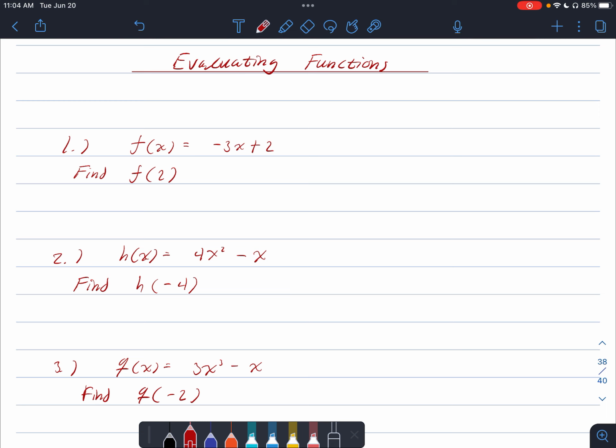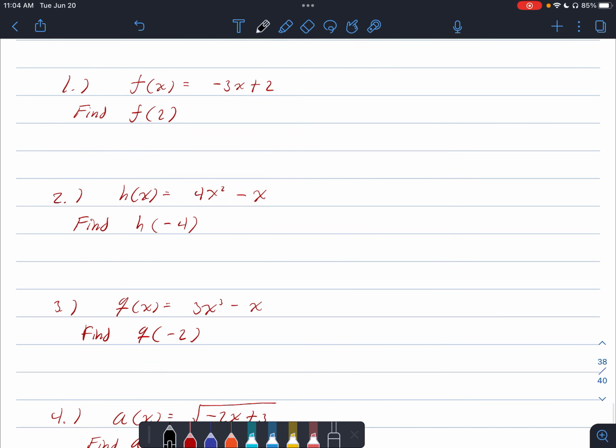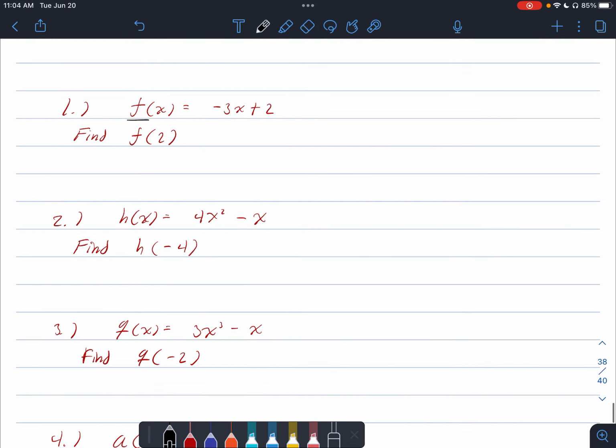So here, in this first example, we see the function f of x is equal to negative 3x plus 2. I want to do a quick breakdown of what this is. We say the function is f. We just call this function f. And we say x here is the input for the function.